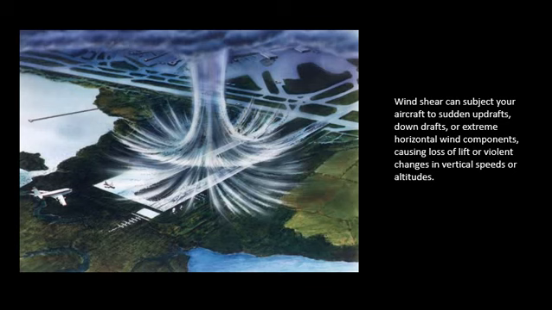Wind shear can subject your aircraft to updrafts, downdrafts, or extreme horizontal wind components, causing loss of lift or violent changes in vertical speeds or altitudes. This is very, very bad when we are landing an airplane. We do not want anything messing with us when we're on final approach. That's why a lot of times when thunderstorms are directly over an airport, the tower will say, we're not closing the airport, but we're going to hold back on departures and arrivals until the storm passes.